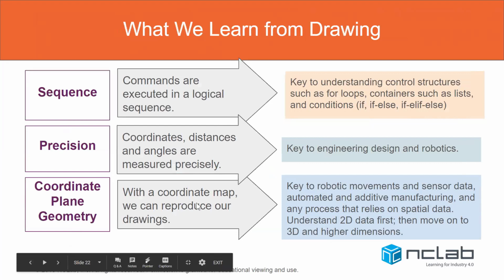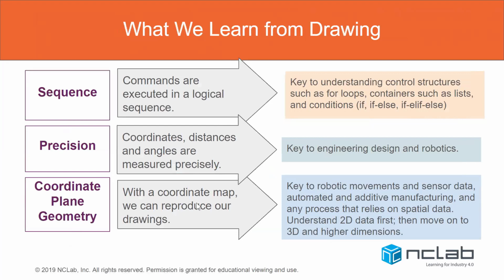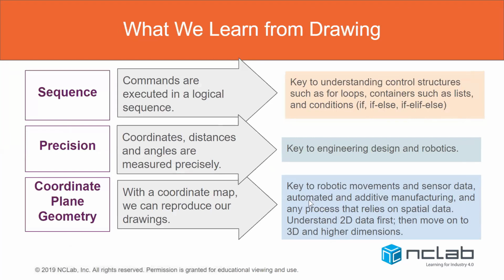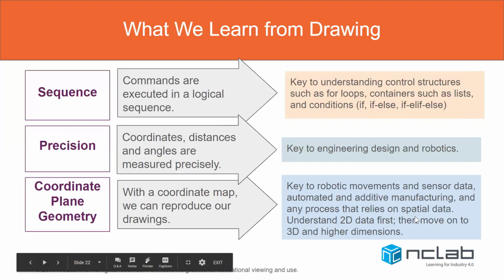And the marvelous thing about this map, you saw all those ordered pairs, is now you can reproduce what you're making. The computer records all that information. And again, this is key to anything that's automated. Once you have a map, you can do it over and over again. So that's true on an assembly line. It's true if you're 3D printing. Any process that relies on spatial data is going to use this map.